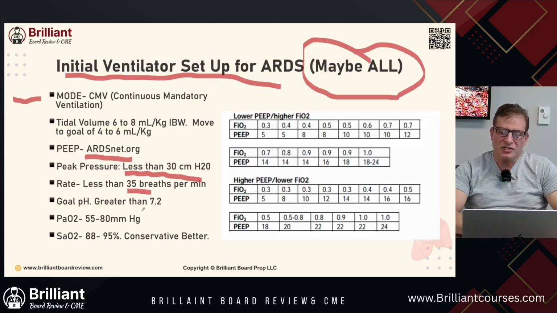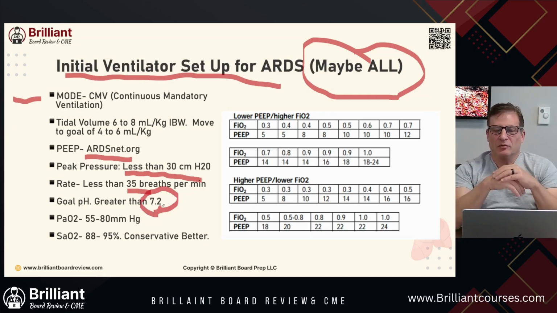Our goal pH in ARDS is we want to have it greater than 7.2. The goal is to get to 7.35 to 7.45, but in ARDS, we're going to be happy to get these patients greater than 7.2.